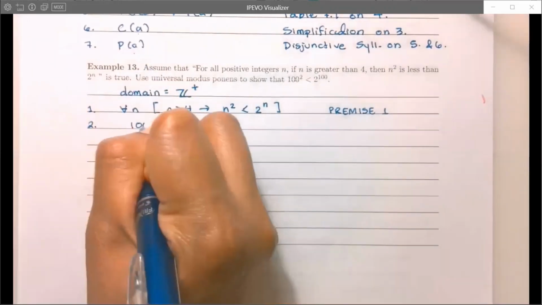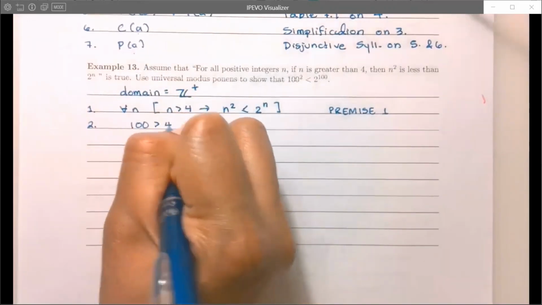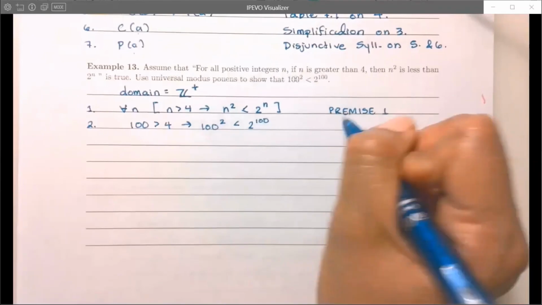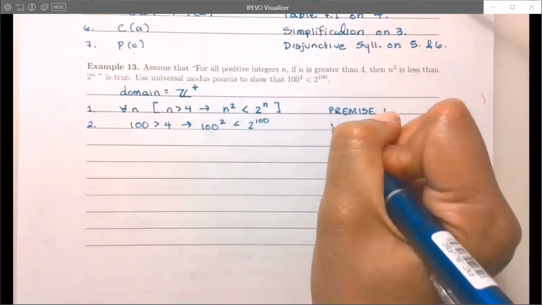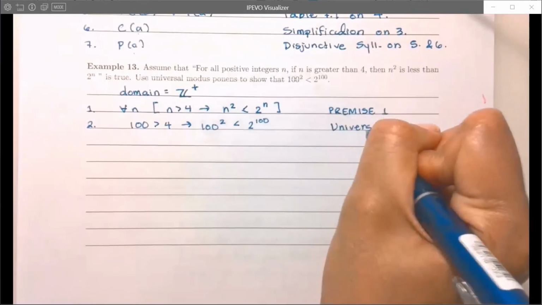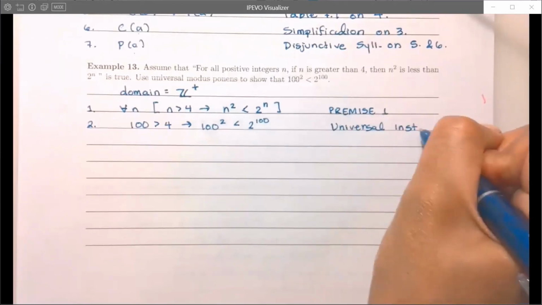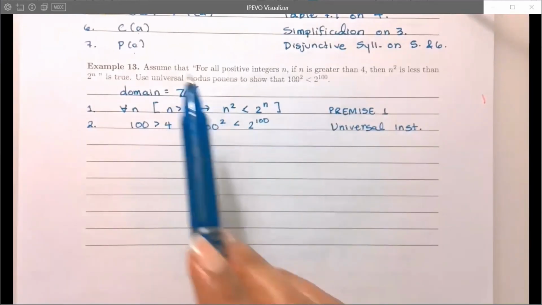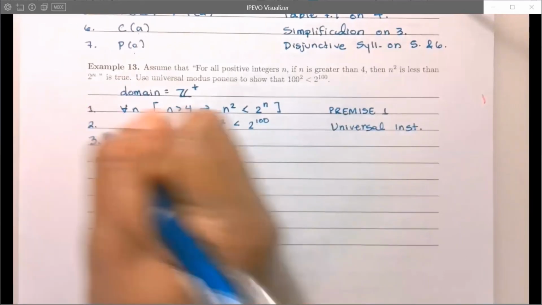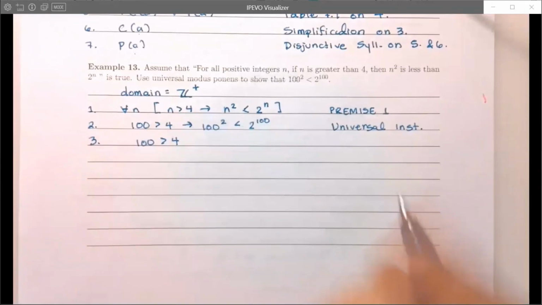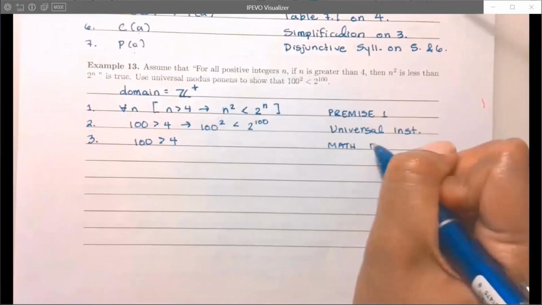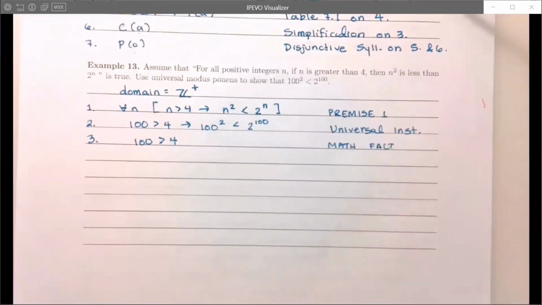So, if 100 is greater than 4, then 100 squared is going to be less than 2 to the 100. This is by universal instantiation. Since it's true for all positive integers, and 100 is a positive integer, so it's part of the domain. Now, we know that 100 is definitely greater than 4. And that's, for lack of a better justification, a math fact. And on the number line, 100 is greater than 4.